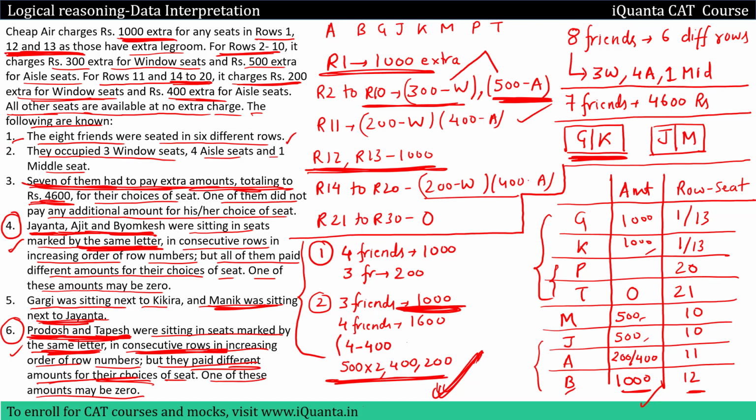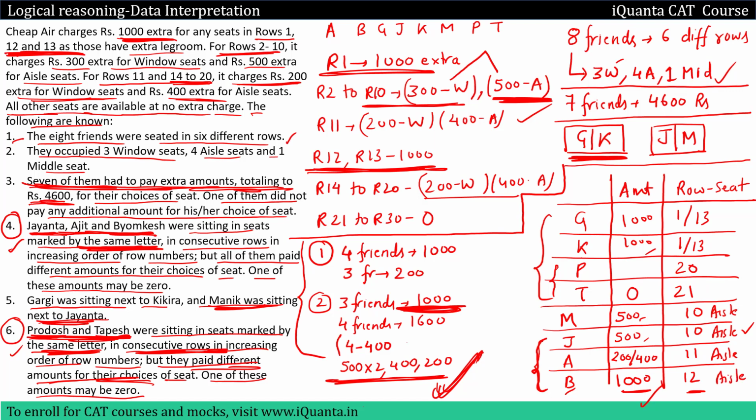Now let us see how many people are sitting on the windows, how many are sitting on the aisle. We are done with the person who is sitting in the middle. He'll be paying 0 rupees, that is Tapesh. 3 window and 4 aisle. We know that M and J are paying 500, 500. They'll be sitting on the aisle. There can be 2 more people sitting on the aisle. We know that JAB have seats marked by the same letter. J is sitting on the aisle, so definitely A and B will also sit on the aisle.